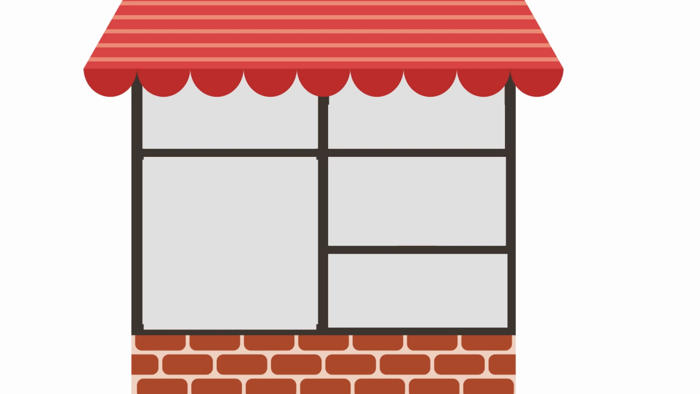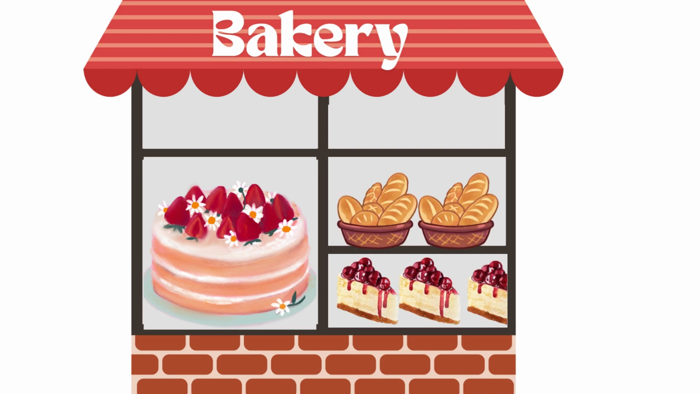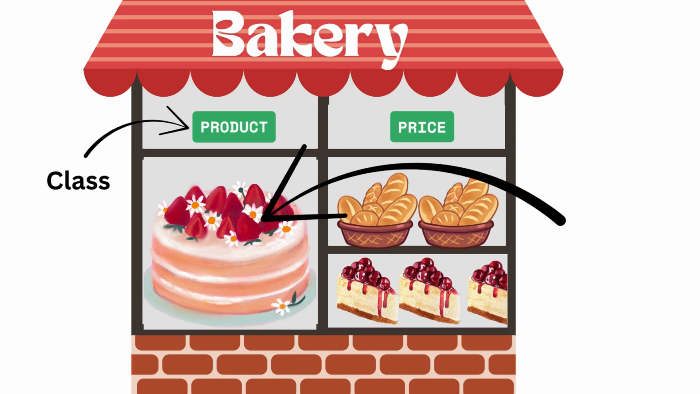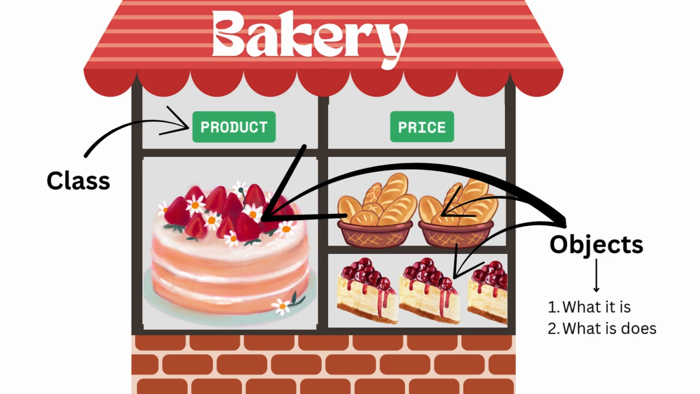Let's say you run a bakery. You have cakes, breads, and pastries. Each one is a type of product with its own ingredients, baking time, and price. In code, you'd have a product class, and cake, bread, and pastry could be different objects of that class. Each object knows what it is and what it does. It's just like real life. That's why OOP clicks so hard, because it mirrors the way we already see the world.